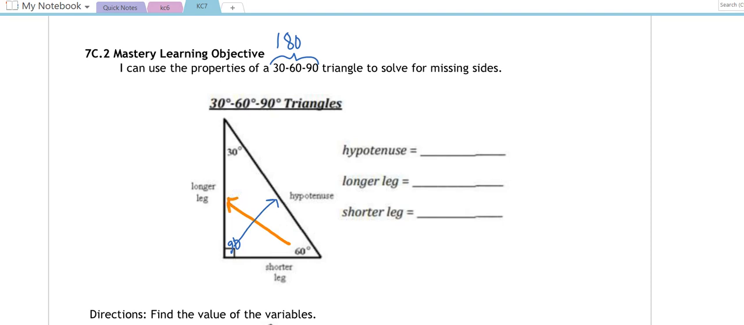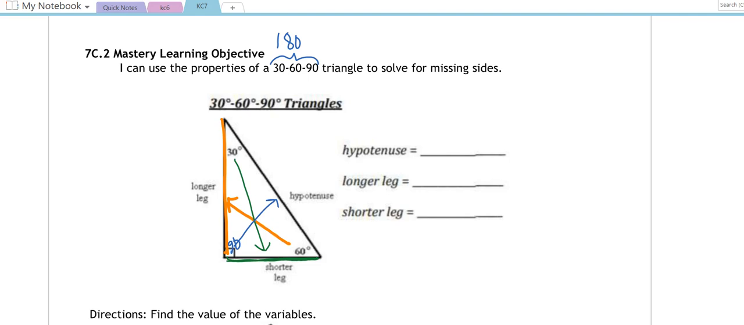The hypotenuse is the longest side, but compared to the other two angles, across from the 60, because 60 is bigger than 30, that's going to give us our longer segment over here. Likewise, our shorter length is going to be across from the smaller angle here, which is going to give us this shorter side. Okay, so just keep that in mind. Again, the hypotenuse is the biggest one, but compared to the 30 and the 60, 60 is going to have a longer side than the one that's across from the 30-degree angle.